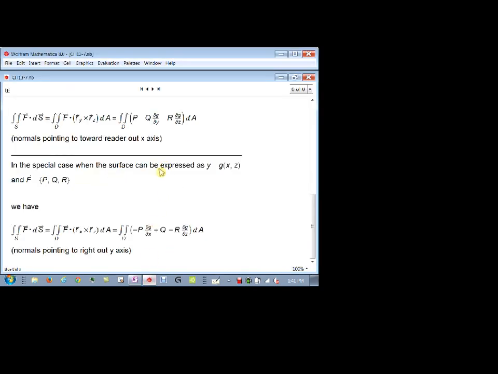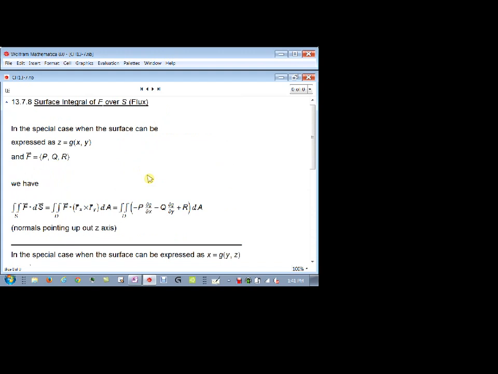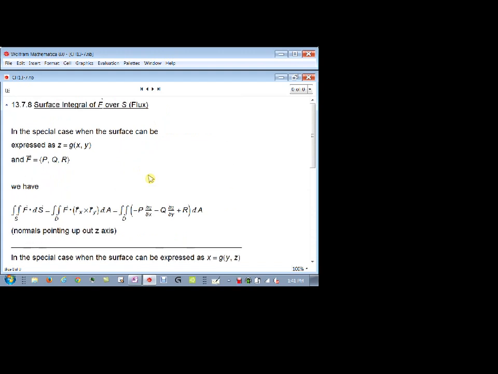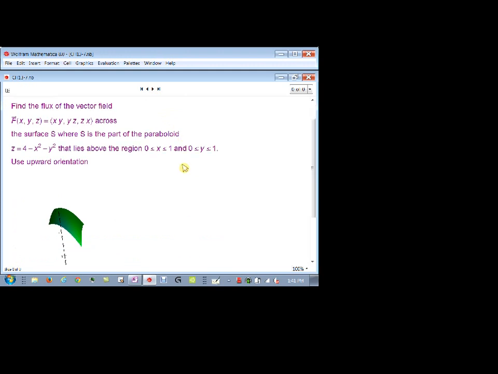Okay? So in the event that any of the surfaces can be written as functions of two of the variables, you will be able to use this shortcut. Okay, here we go. Let's do this example.